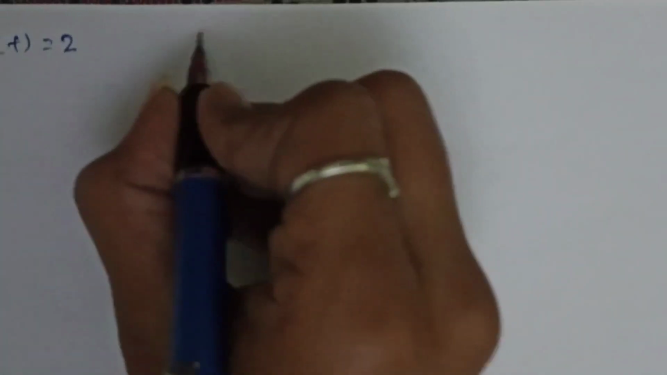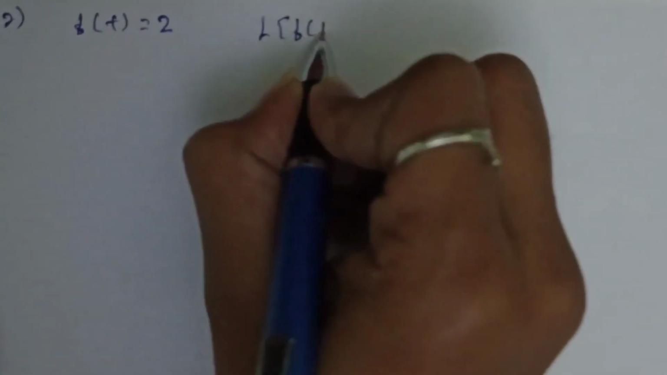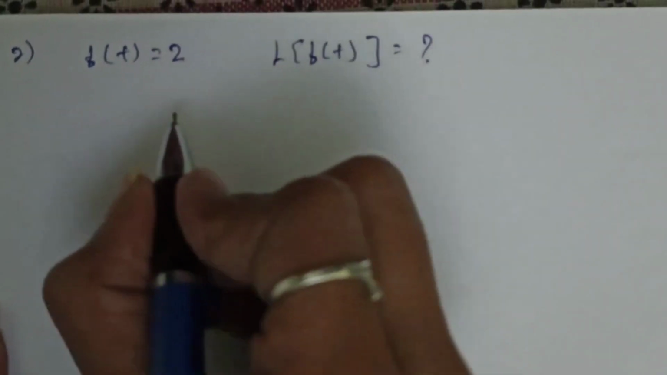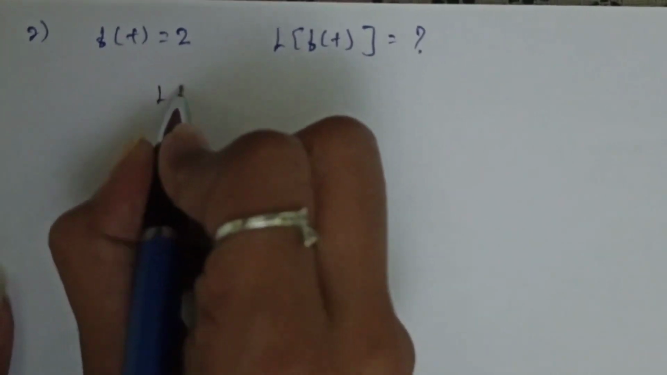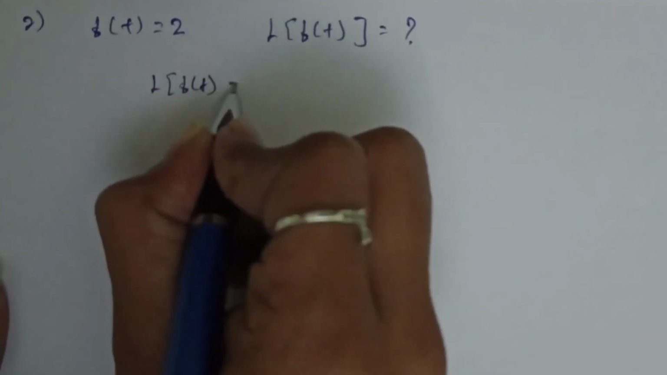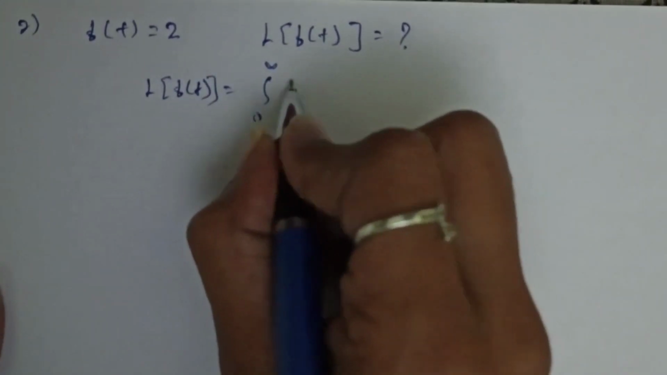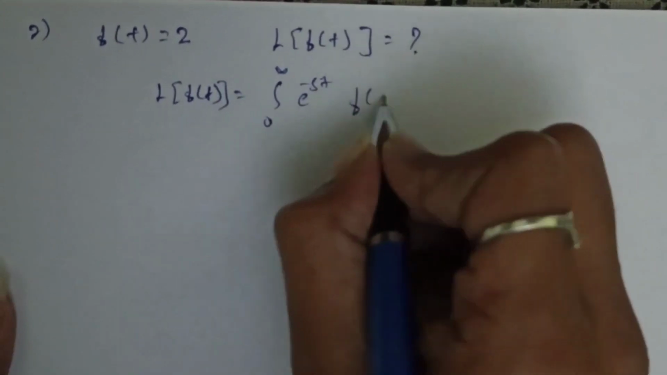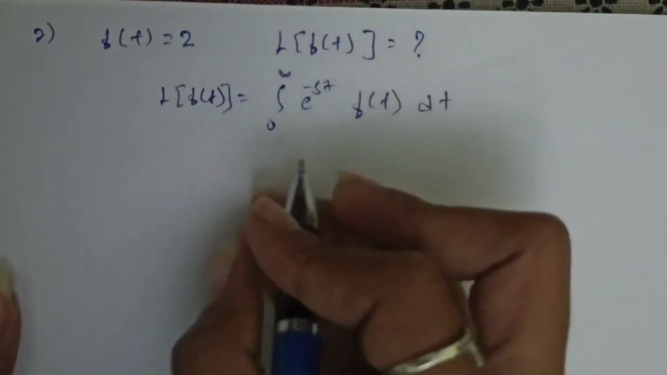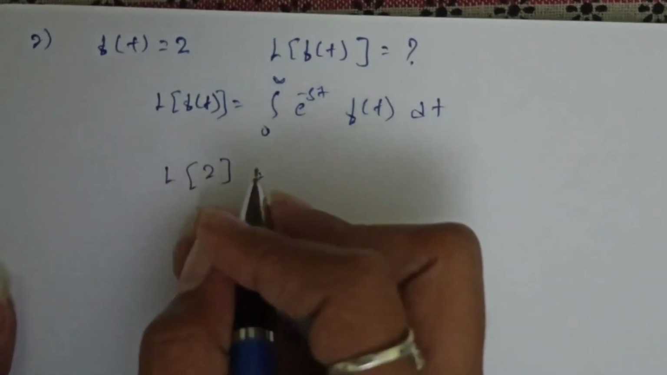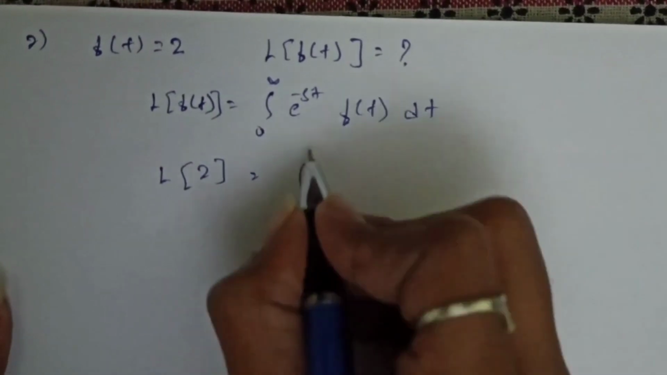Consider f of t is equal to 2. Find L of f of t. Okay, let us consider the same formula. L of f of t is equal to the integration from 0 to infinity of e to the power minus st f of t dt, right? So you should substitute 2 everywhere you find f of t.